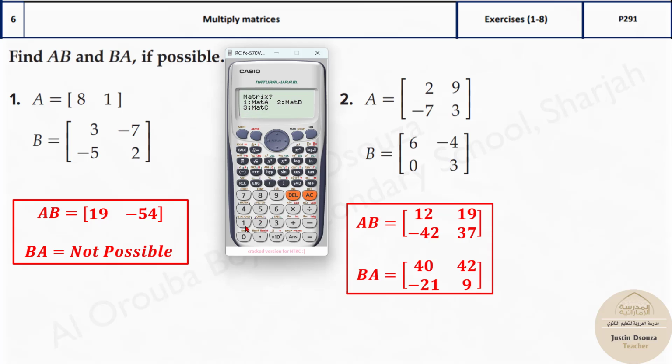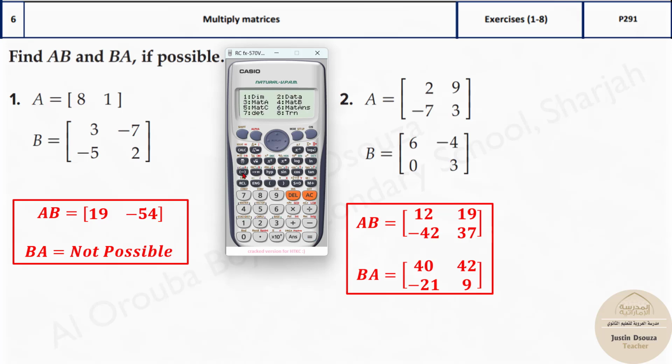6 is the matrix. Press option 1 and now type in the matrix A, that is 1 by 2, because there's only one row and two columns, right? It's 1 by 2. There's no option over here. Let's press down. Here we get option 2, 1 by 2. Now type in the values 8 and 1 and then press AC.